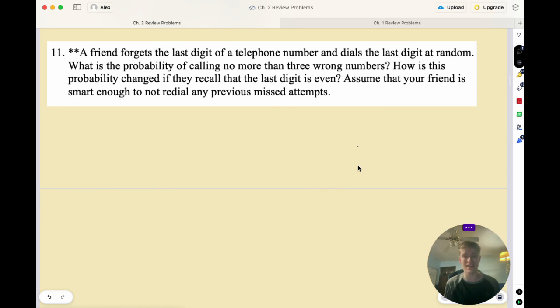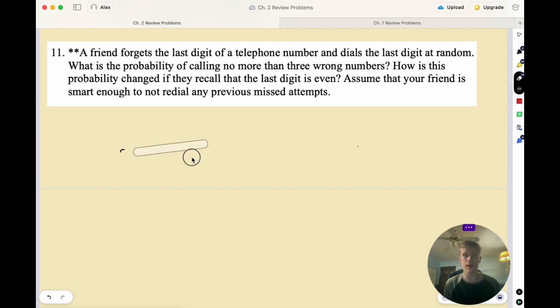So let's say the number is, I don't know, 555-555-0155, and they knew all the number except this last digit. They're like, I don't know what that is, so I'm going to try a 0. And 0 doesn't work. They are not going to retry the 0 on the second attempt. They're going to be smart enough to choose one number from the remaining 9, and so on and so forth. Okay.